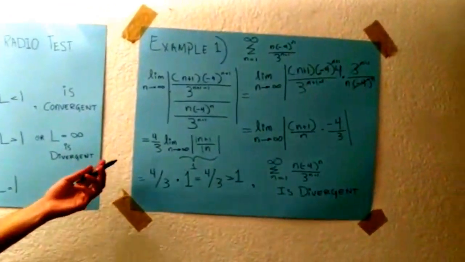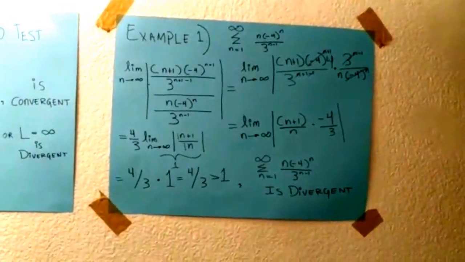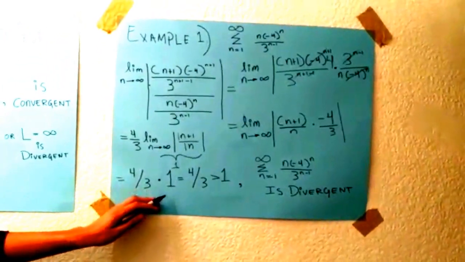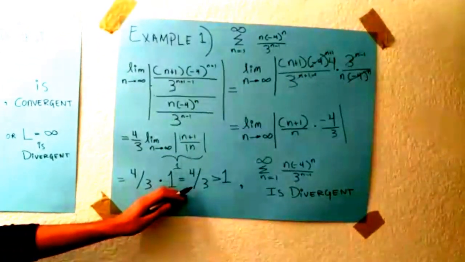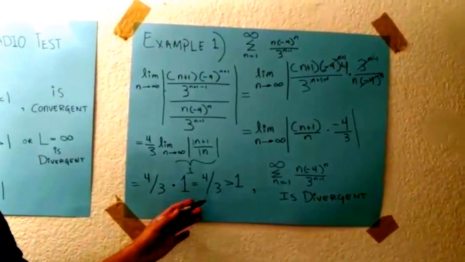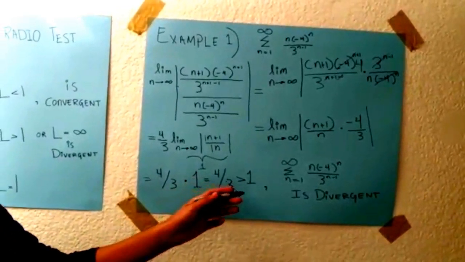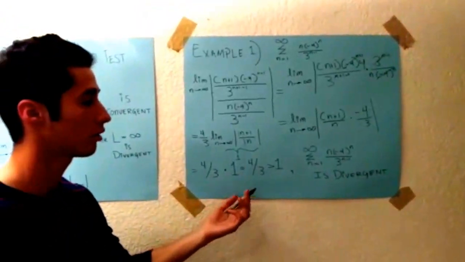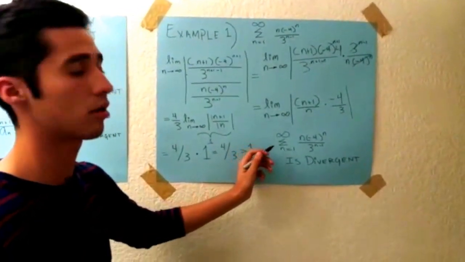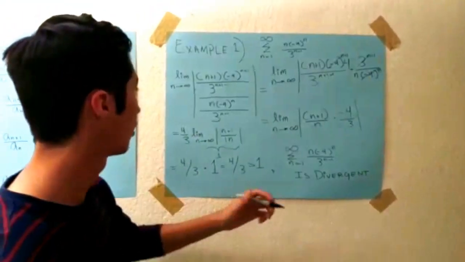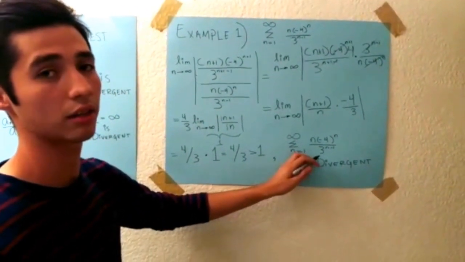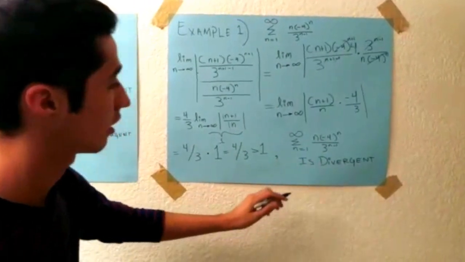So I'm going to have finally 4 over 3 times 1, that is 4 over 3, and that number is bigger than 1. So we can conclude that the sum of n times minus 4 to the n over 3 to the n minus 1 is divergent.